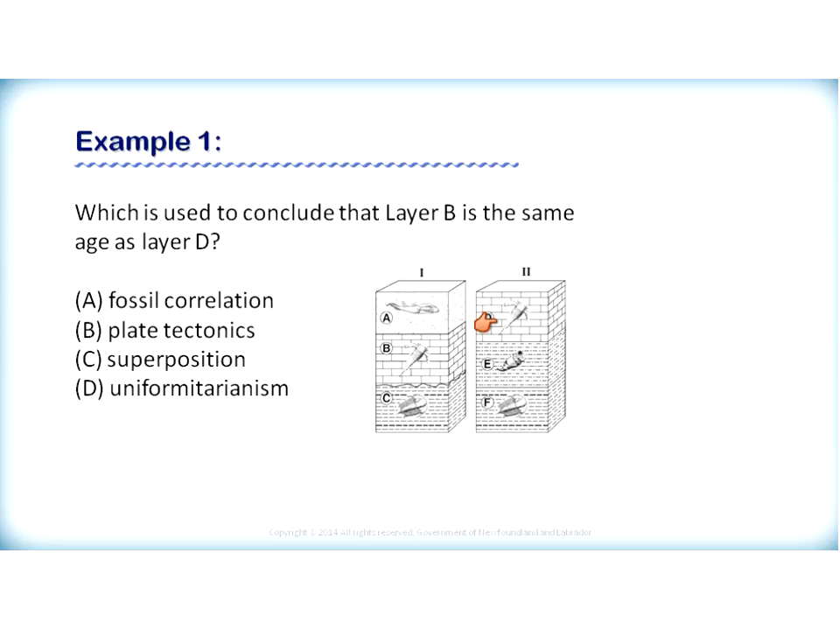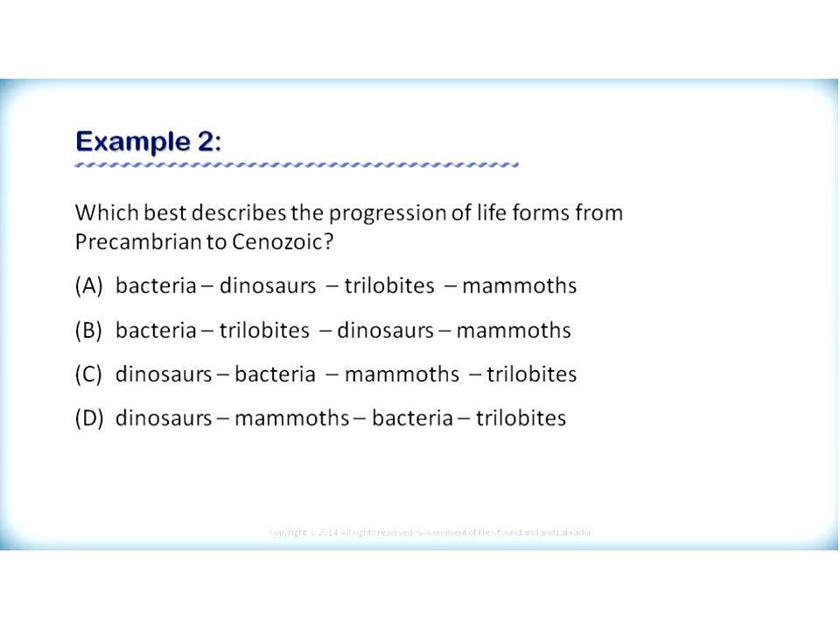The presence of these fossils in rock type B in diagram 1 and rock type D in diagram 2 will demonstrate that these two rock types are very closely related and possibly match up. So to answer the question, which is used to conclude that layer B is the same age as layer D, we would use the matching up of the fossils within the limestone, and this is called fossil correlation. So the answer to example 1 is A.